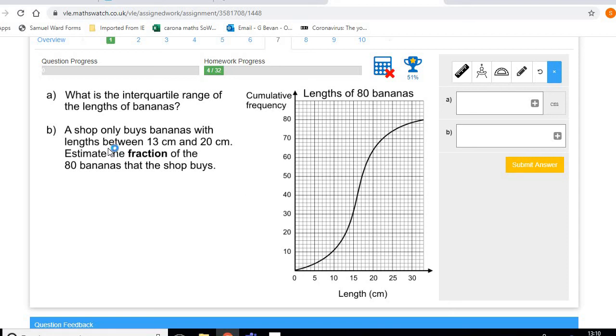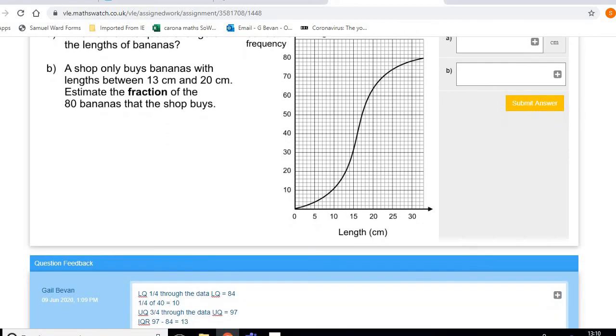Okay. Estimated fraction of 80 bananas that the shop buys. So the shop only buys bananas with lengths between 13 and 20. So you would find 13 and work out how many bananas that is. You'd find 20, work out how many bananas that is, and the difference between those two gives you the number of bananas out of 80, this is a fraction, which is between 13 and 20. So if I just demonstrate that one quickly.